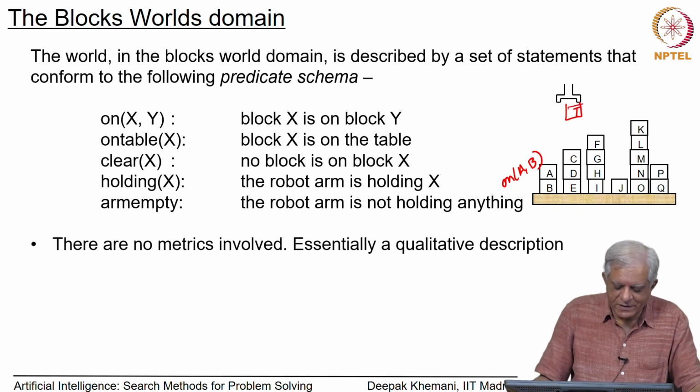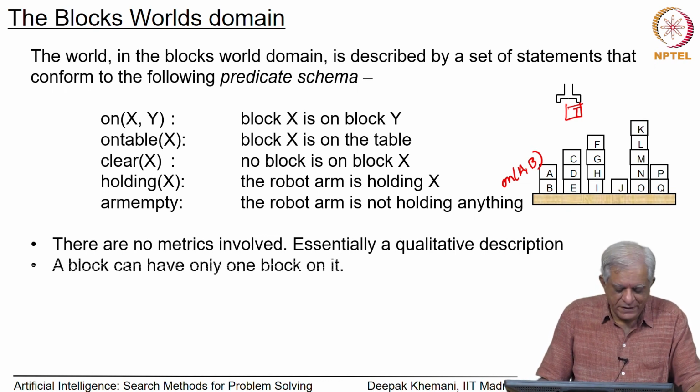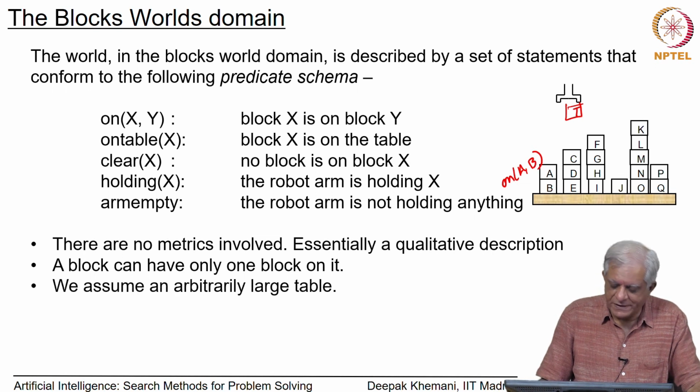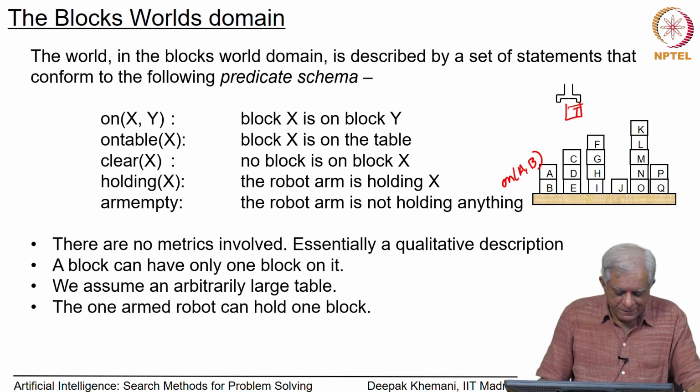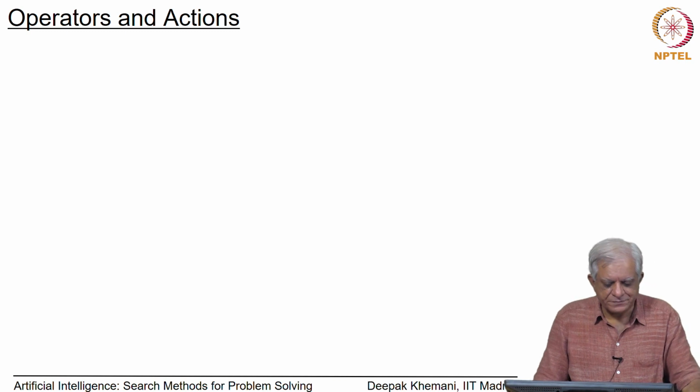So, as I said, there are no metrics involved. Essentially, it is a qualitative description of the world. A block can have only one block on top of it. We assume that we have an arbitrarily large table, so there is no space constraint in that sense, and that the one arm robot can pick up one block at a time, and so on.